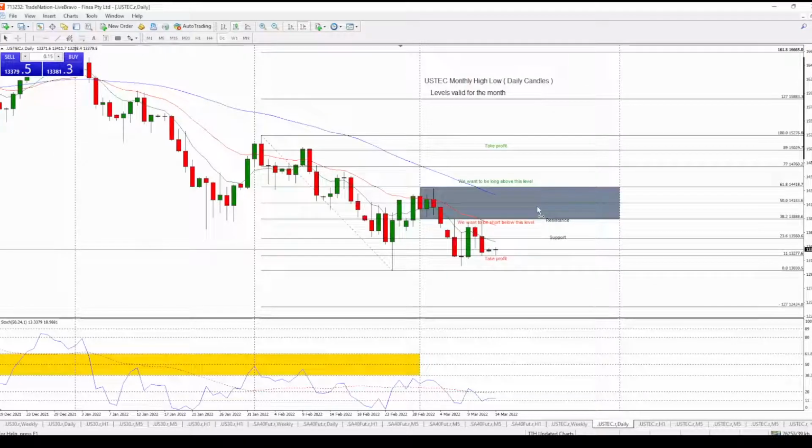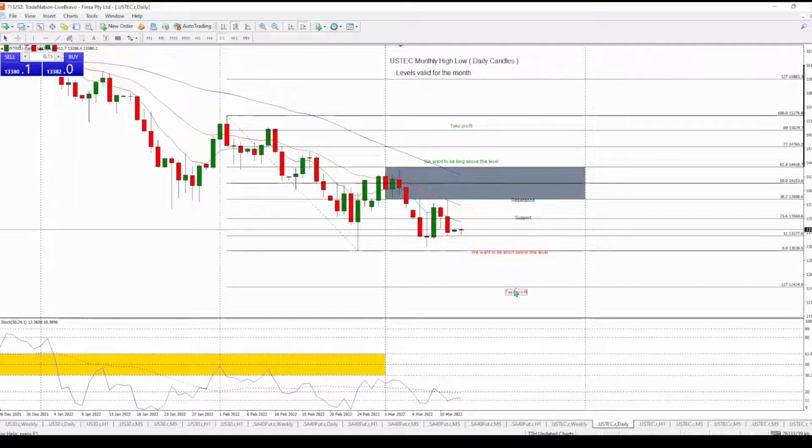Then on the daily, this is the monthly high low for US tech. 50 above 21 above 8. Price is trending down. Below 38, we want to be short, aim for the 11. That has been reached. We can see this is holding as very strong support at the moment. And now only below 0, we want to aim for the minus 127, or furthermore above 61.8, we want to be long and aim for this 89.